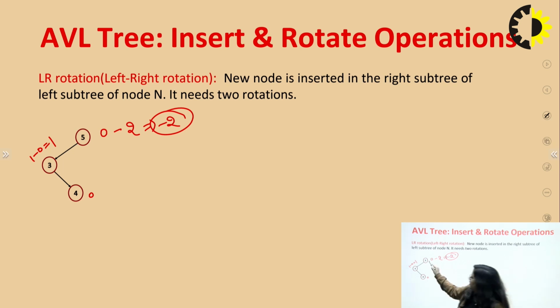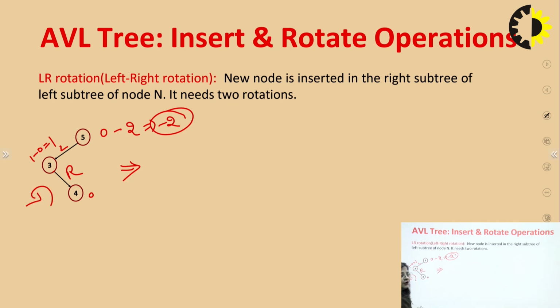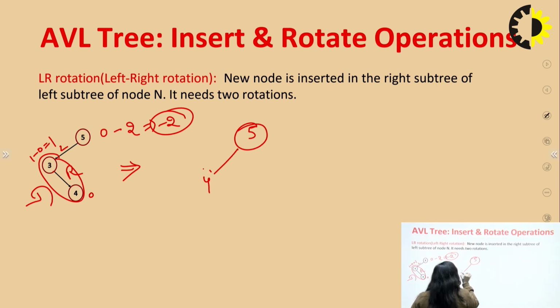How? Check. 3 comes to the left side and 4 comes to the right side. So here we need LR rotation. Now how does LR rotation work? Firstly, convert anti-clockwise, only these 2 points. Here see 5 converted into 4, just the same condition.